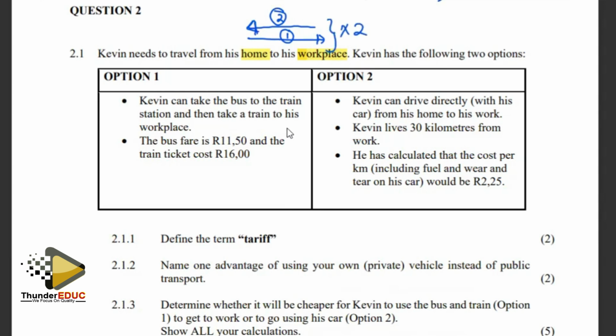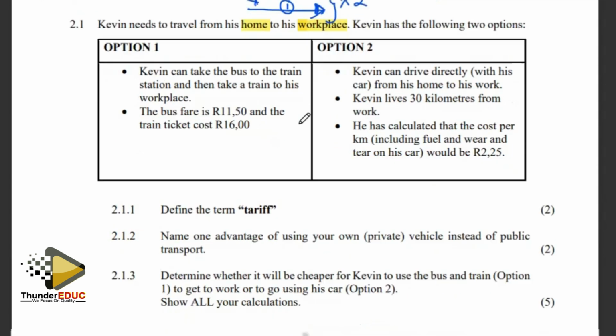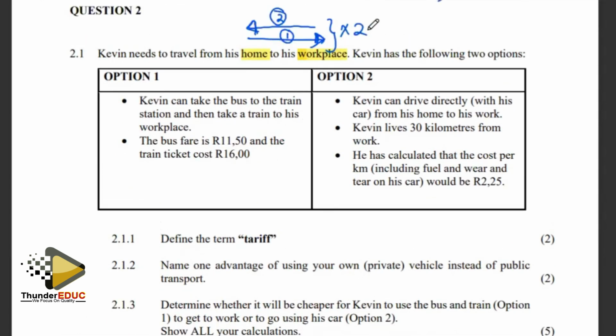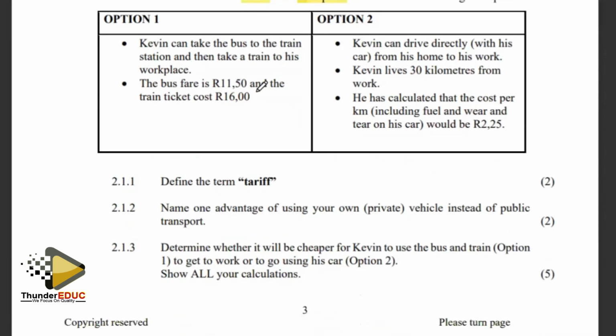Because he won't sleep at the workplace. He goes for work, he comes back home. Okay, take note of that. Then we go to the question. Kevin has the following two options. Option number one, Kevin can take a bus to the train station and then take a train to his workplace. The bus fare is 11 rands 50 cents and the train is 16 rands.